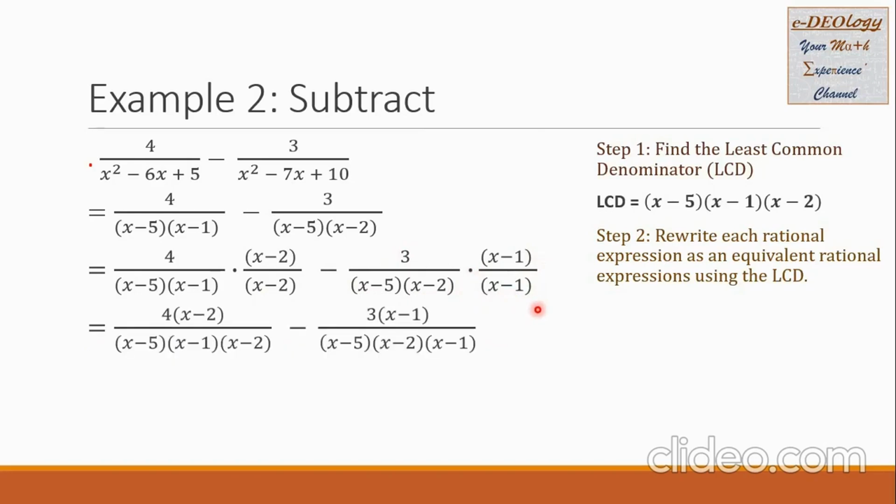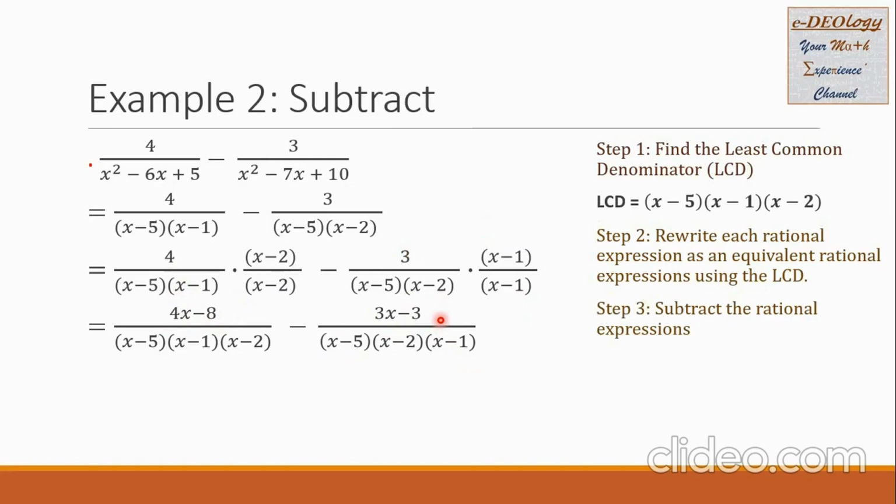And then we will now multiply the corresponding fractions. So 4 times the x minus 2, we'll just put them together. In the denominator, it is now equal to the LCD. And then minus the 3 times binomial x minus 1, we put them together. And then in the denominator, it is now equal to our LCD. And then simplifying, it is now 4x minus 8 in the first numerator. In the second numerator, it's now 3x minus 3.